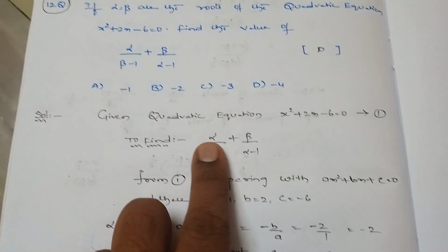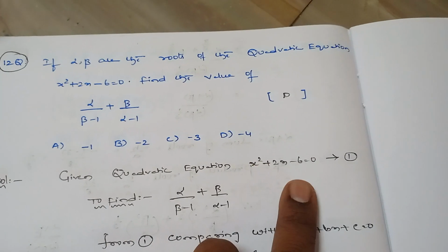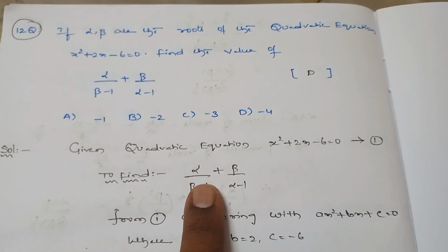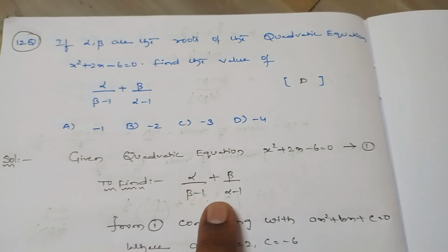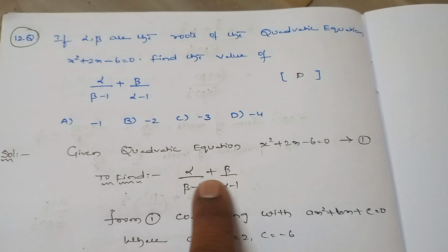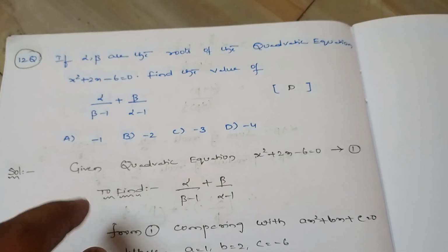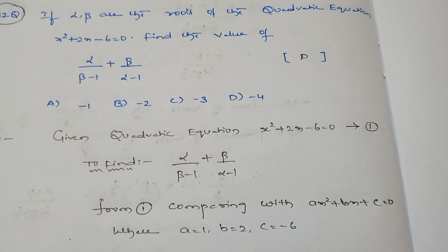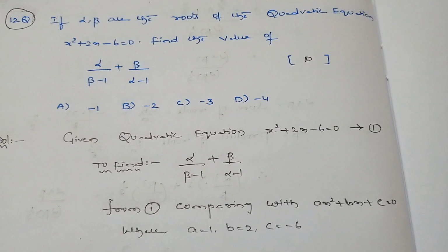Now take the given quadratic equation x squared plus 2x minus 6 equal to 0, put it as equation 1. We need to find alpha by beta minus 1 plus beta by alpha minus 1. We need to simplify this expression in terms of alpha plus beta and alpha beta. We should get a result in terms of alpha plus beta and also alpha beta.